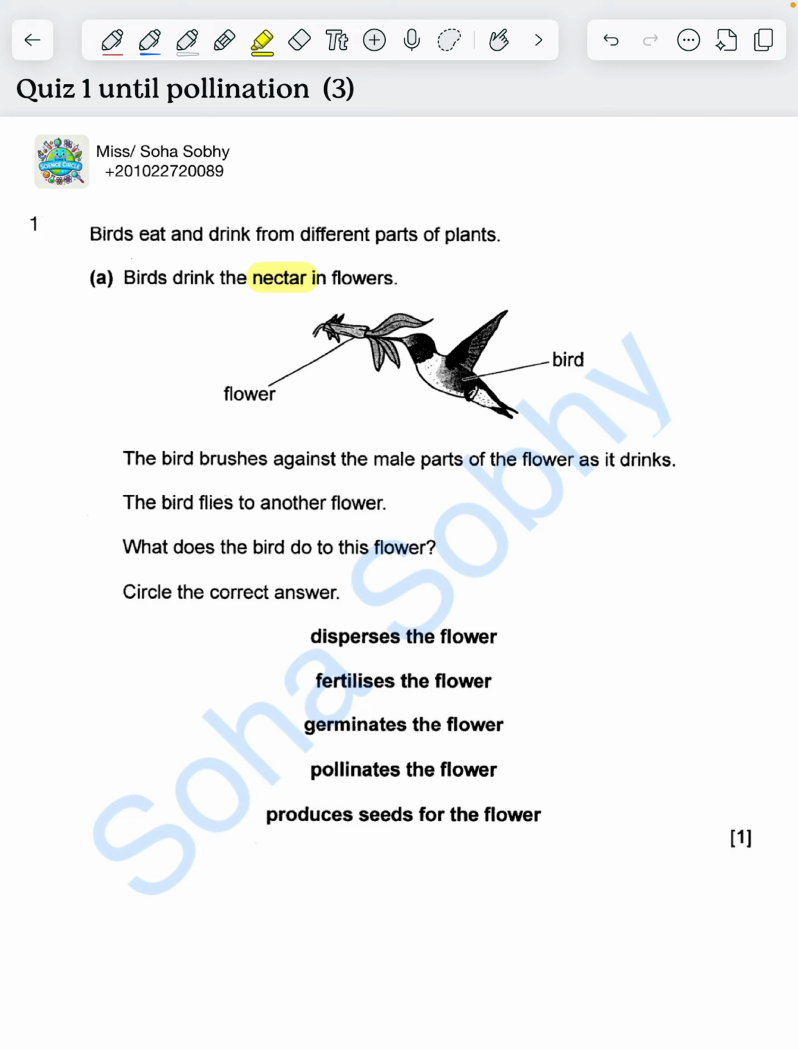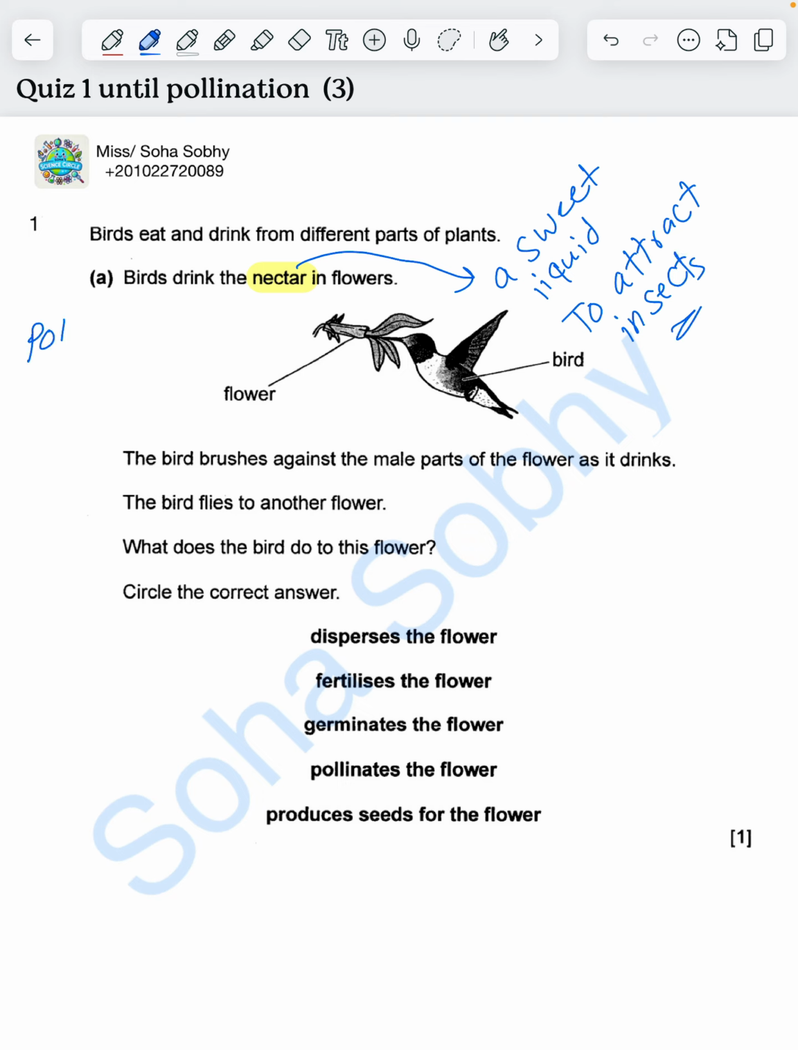So, again, what does it mean by the word nectar? Nectar is a sweet liquid that the flower produces to attract insects. Insects or pollinators. What does it mean by the word pollinators? Pollinators means animals that carry pollen from one flower to another flower.